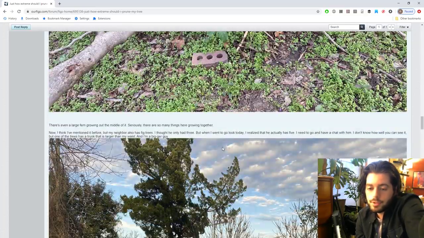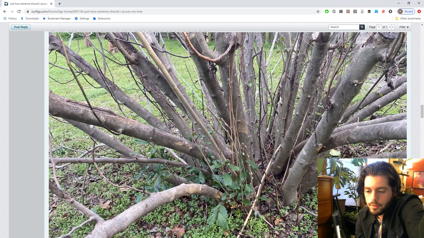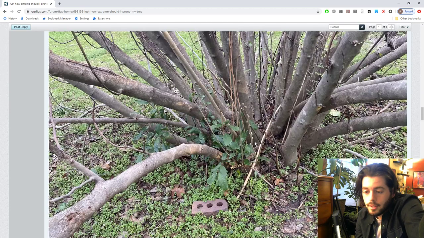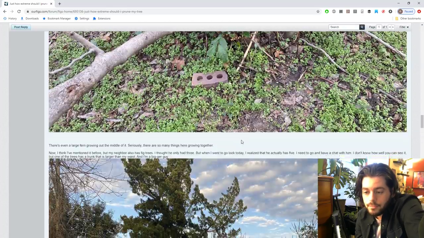I think the person here was saying it's a Celeste. Says there's a large fern growing out of the middle. And I think overall they're just complaining about how things are so close. And yeah, it's true. There's too much going on in here. What you may want to also consider, I guess, is keeping enough of these in a certain order so that you can climb the tree. I mean, that may be something to consider.